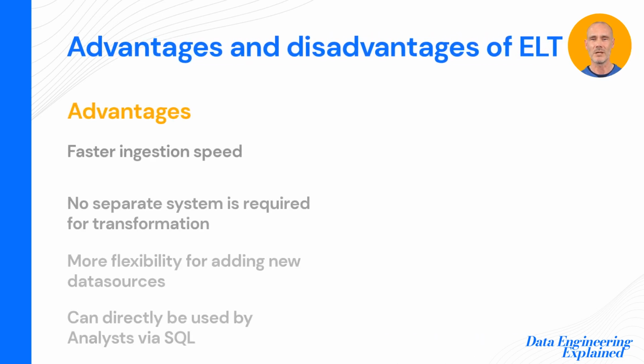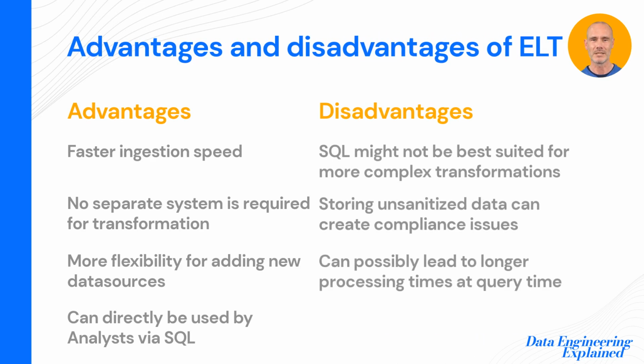Next, we will talk about the advantages and disadvantages of ELT compared to ETL. First of all, we have the faster ingestion speed of ELT as an advantage, because data can be loaded directly into the data warehouse without an additional transform step that might increase latency. Not needing this additional step also means that no separate data processing system like, for example, Spark or others is required, which greatly enhances the simplicity of the data pipeline.